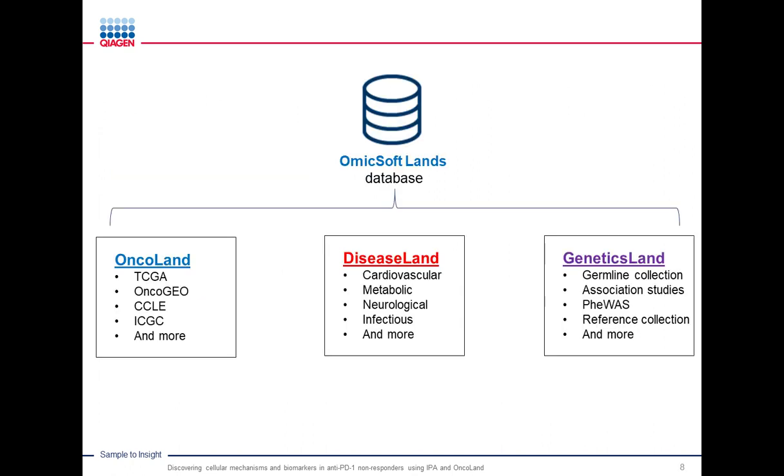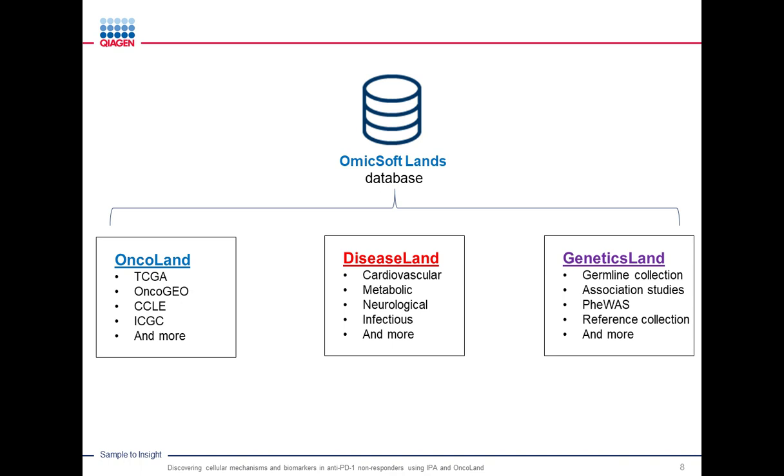So let me tell you just a little bit more about this database. User can have access to this database through a couple of different products. I have listed 3 of those products over here. One is Oncolang, which has oncology data, again, from sources such as TCGA, GEO, CCLE, and others. DiseaseLand, which has non-oncology data. So this would be data relevant to cardiovascular diseases, metabolic diseases, neurological diseases, and others. And then finally, GeneticsLand, which has a lot of variant information. So this can be germline variants, this can be things like GWAS and PWAS association studies, reference collection, and more.